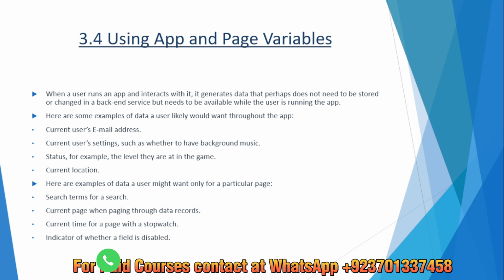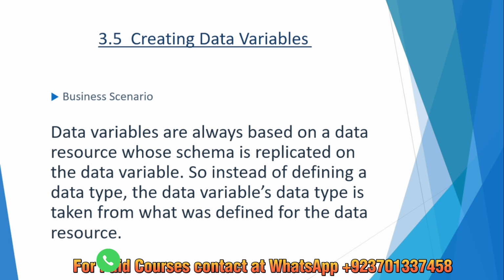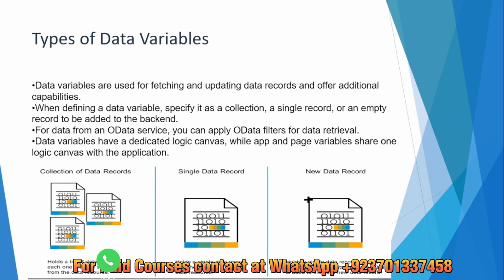So let's move on. Creating a data variable. Data variables are always based on a data source whose schema is replicated on the data variable. So instead of defining a data type, the data type is taken from what was defined for the data resource. Here are some types of data variable. Data variables are used for fetching and updating data records and offer additional capabilities.